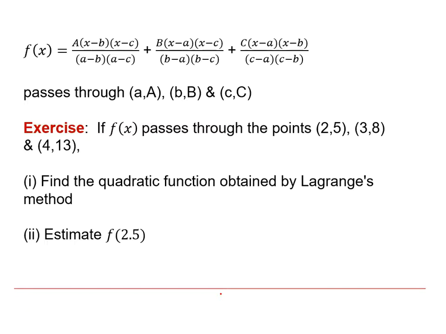We're now going to apply this to a particular example. So we've got 3 points here: (2, 5), (3, 8), and (4, 13), and we're going to use the formula above to obtain a quadratic function that passes through those 3 points. Another thing we can use the function for is to do some interpolation to estimate the value of the function when x equals 2.5, for example.